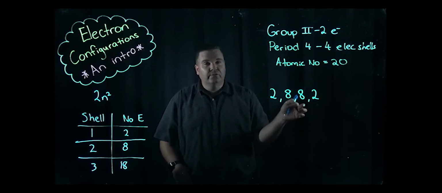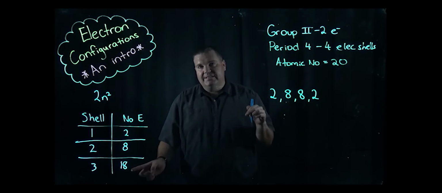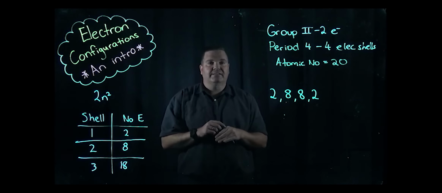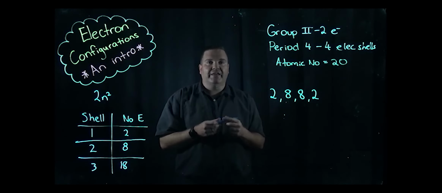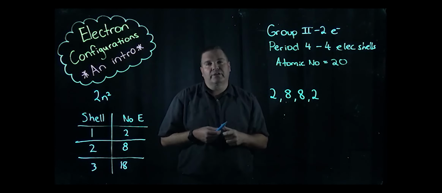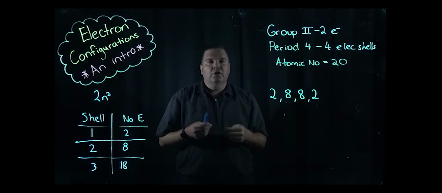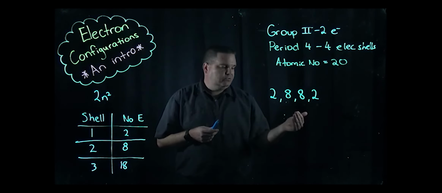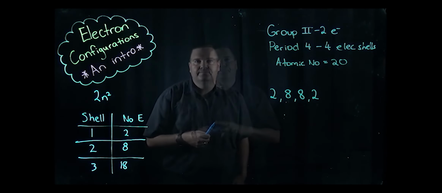Now this 3rd shell, the maximum it can hold is 18, but it doesn't have to hold all 18. That's just the maximum it can go to, so that's what you need to keep in mind. That's why knowing the period and the group numbers is really important, because that allows you to work out how many shells you've got and how many electrons are in the outer shell. So let's look at another one.